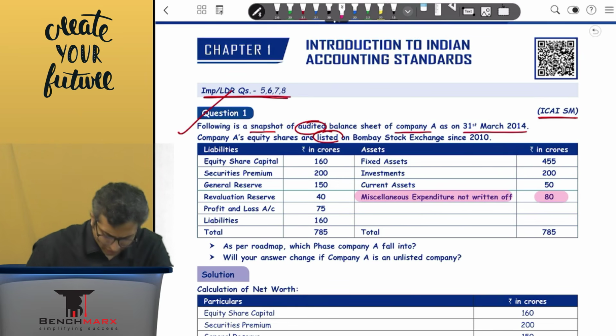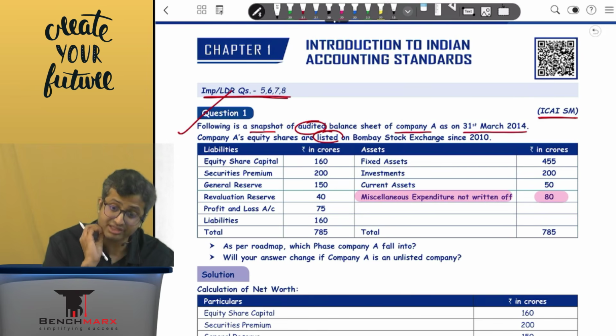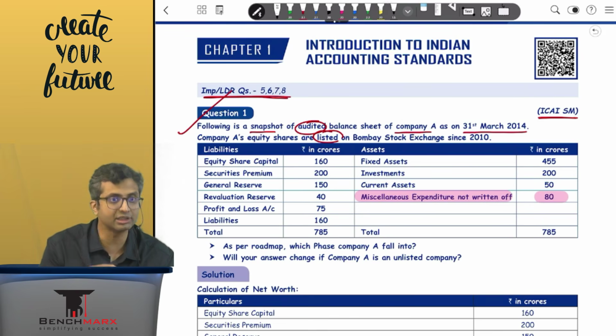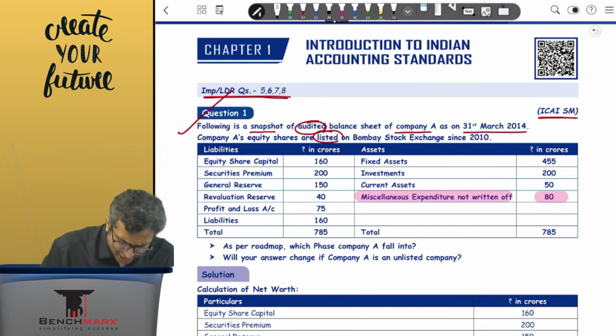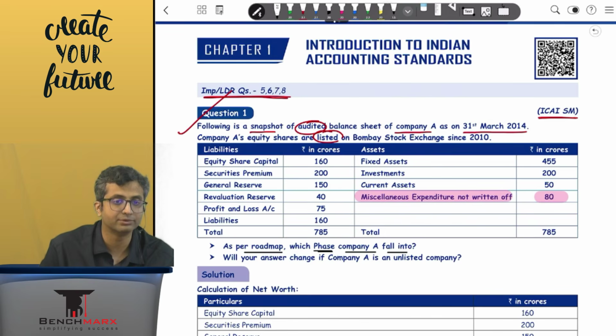ठीक है? Okay, so over here miscellaneous expenditure not written off, you can highlight. This is a thing which you should look at in a typical question, which is usually not there in other questions. Then you have share capital, security premium, general reserve, revaluation reserve, P&L, liabilities, etc. As per the roadmap, which phase will company A fall into? Will your answer change if company A is an unlisted company?